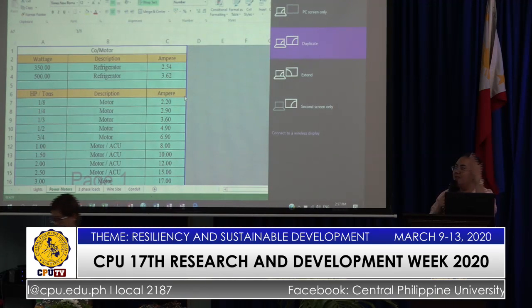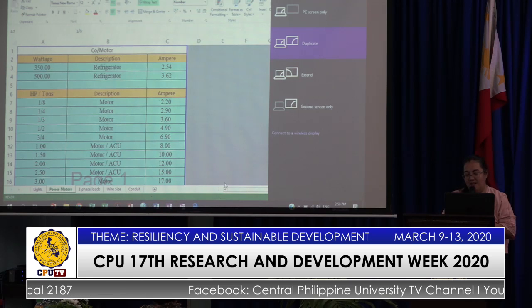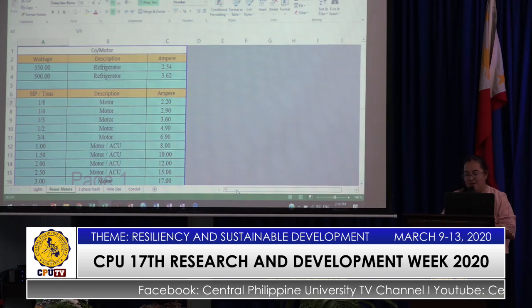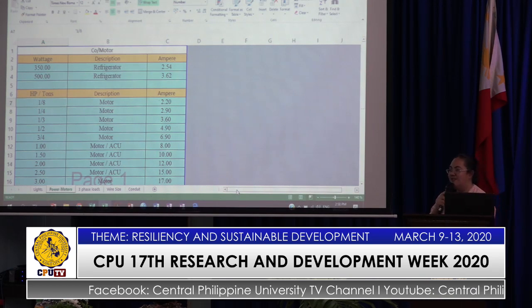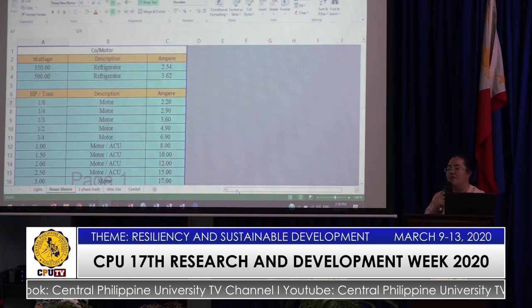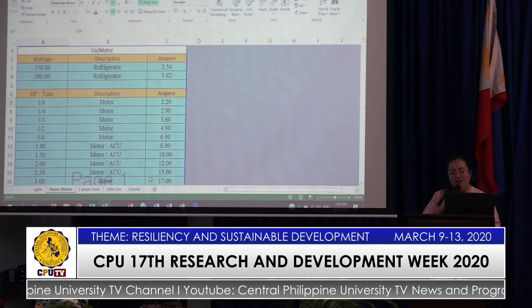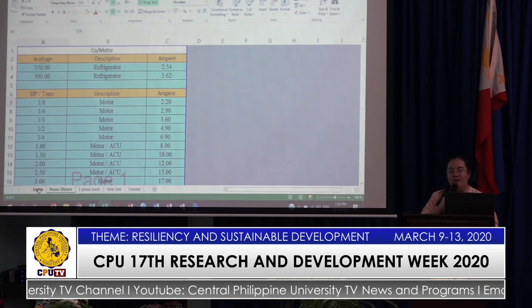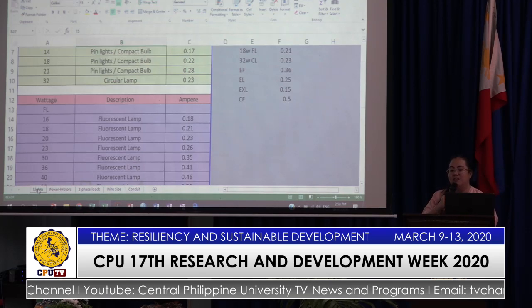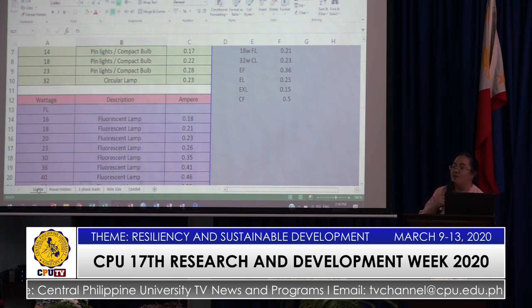Okay, so this actually is the table that I have been creating for the past... I have had this table since I passed the board exam in 2005. So I have here all my lights, all my motors, with all the descriptions, the wattage, the amperage, so that it would be easier for me to do my computation.